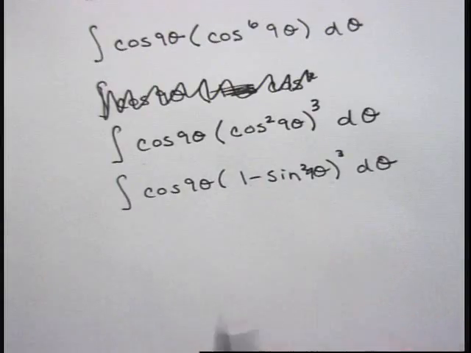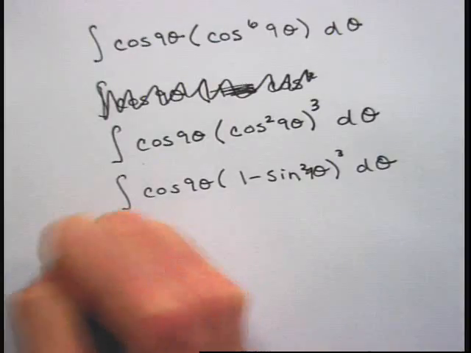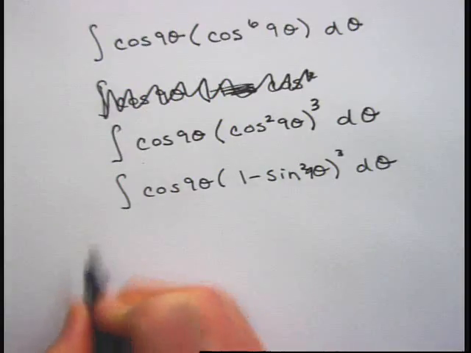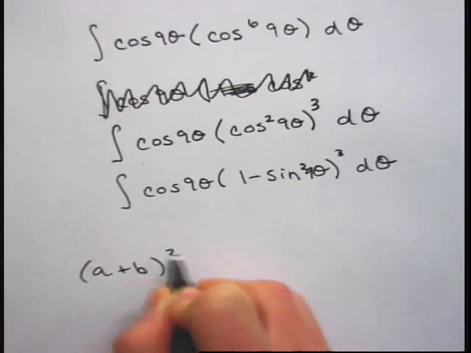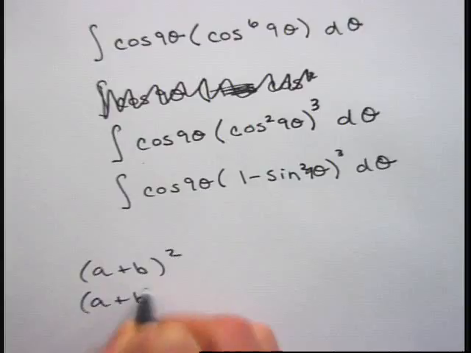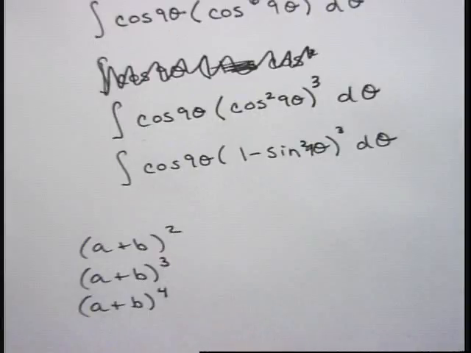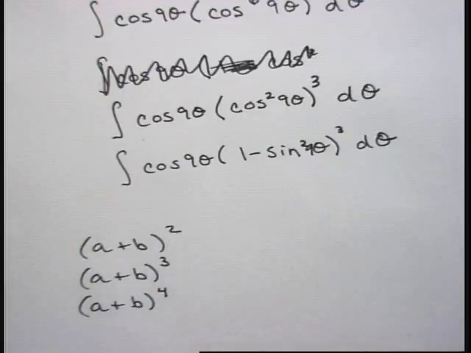actually, it turns out that there's something called Pascal's triangle, which helps you FOIL out. It helps you if you wanted to do a plus b squared, a plus b cubed, and a plus b to the 4th. If you did that, there's actually a pattern that occurs, and so you could use that pattern to figure out what the integral is going to be. And I guess that's what they're trying to say.